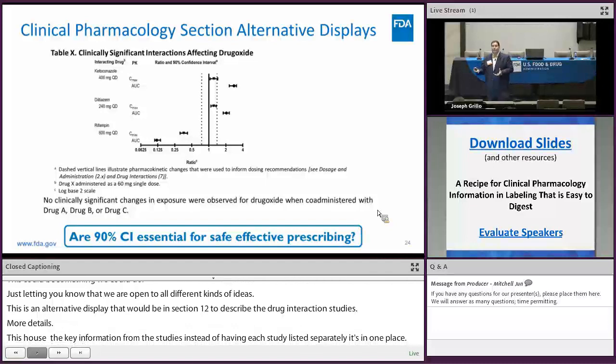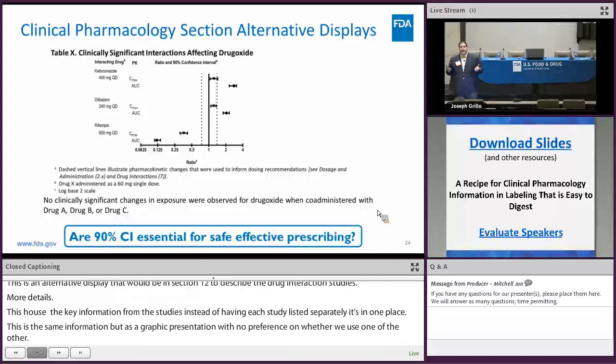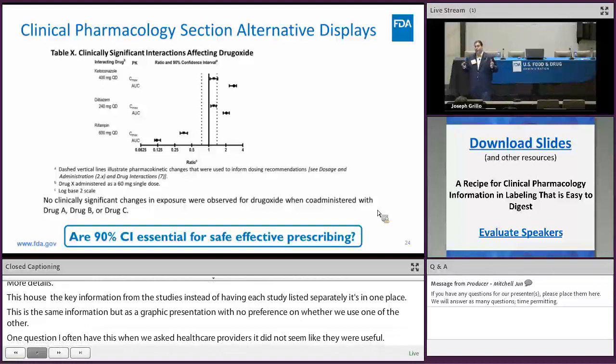One question I often have is how useful are 90% confidence intervals to healthcare providers? When we asked them that question, it didn't seem like they were all that useful. They were more interested in like a range. They want to know like what's the best and worst case scenario type thing. That's more informative to them.